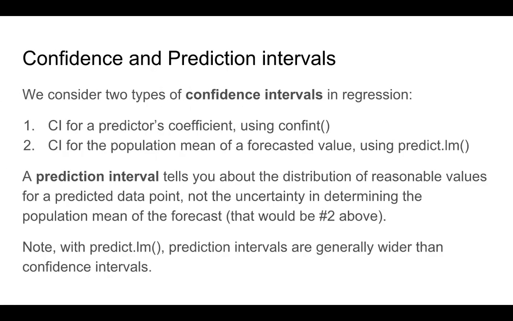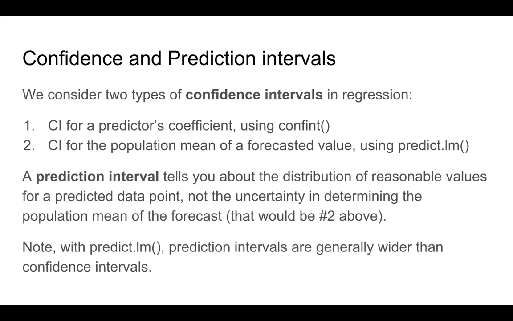Okay, all right. So next we'll get to confidence and prediction intervals. In our classes, we've been considering two types of confidence intervals. One using the conf statement and the other using the predict.lm statement, where inside you just specify interval equals confidence. So what is the difference between these two statements? What do these two statements do?